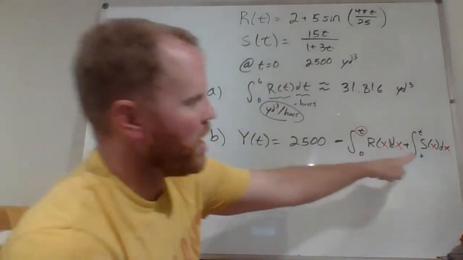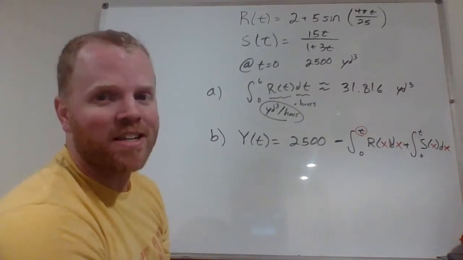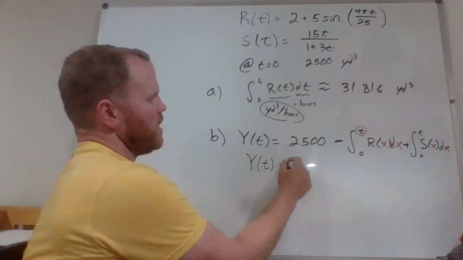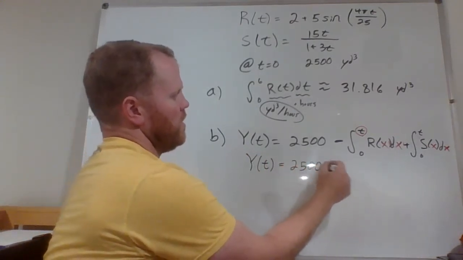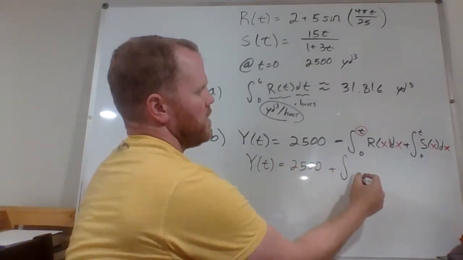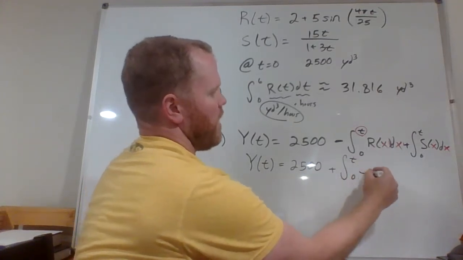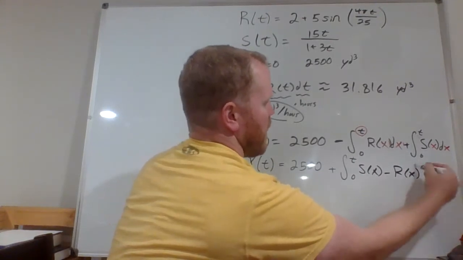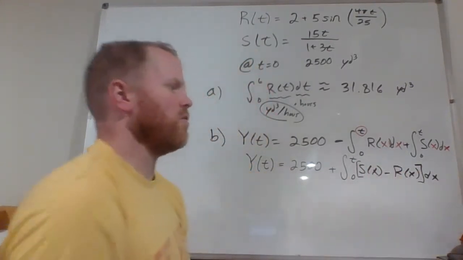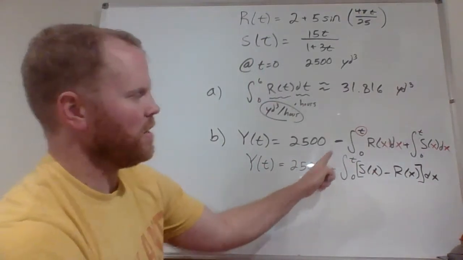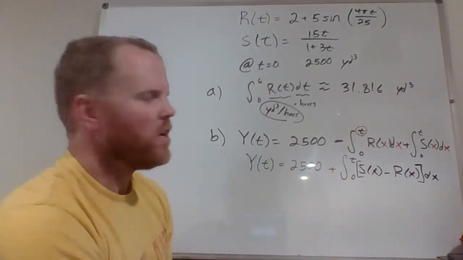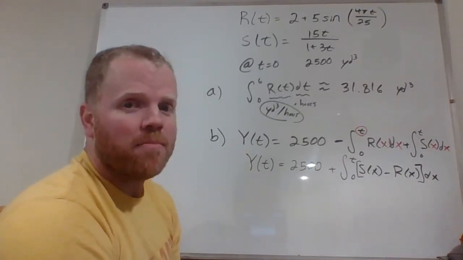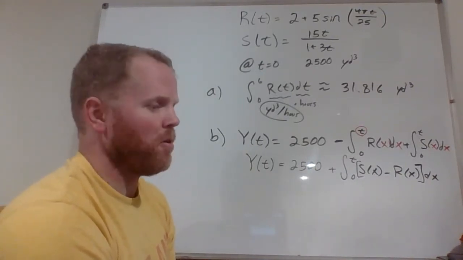Now, since these two integrals have the same limits of integration, you might find it easier to rewrite the y of t function as 2,500 plus the integral from 0 to t of s of x minus r of x dx, and just merge them as one big integral. I just like the s one first because it's positive and the r one second because it's negative. So if you want to write it as two separate integrals, you might find that a little easier. But that's pretty much it for part B, which is kind of weird.